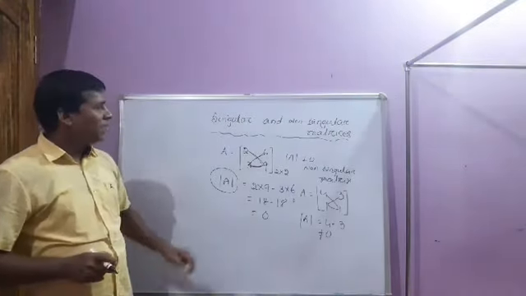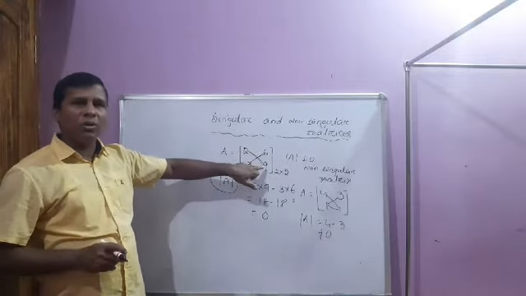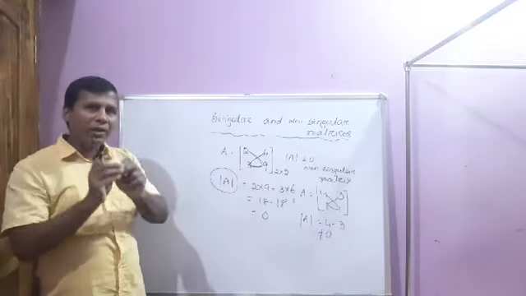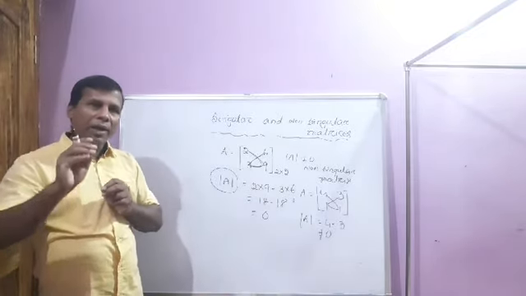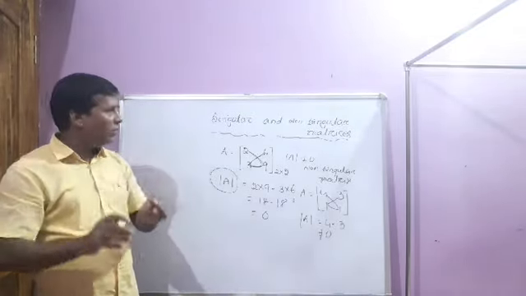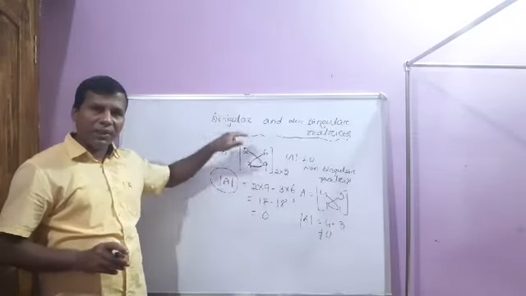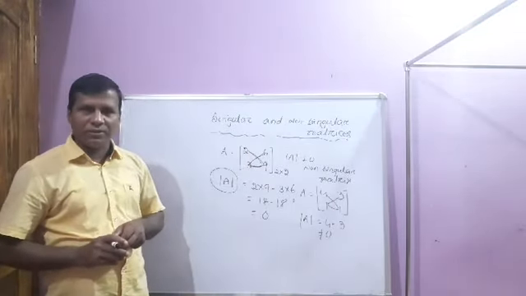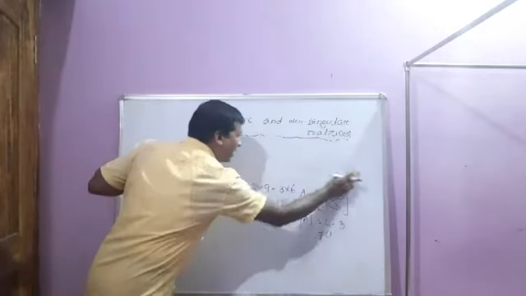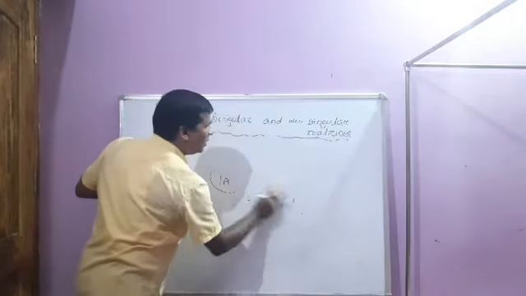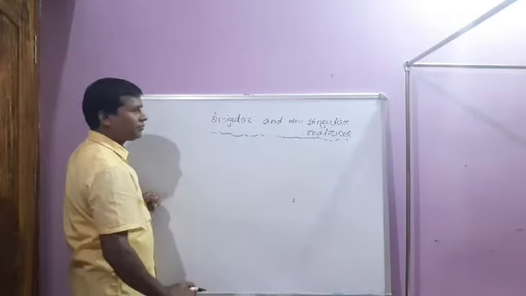So this is only for a 2 cross 2 order matrix. But when I discuss the minor and the cofactor, I can define the determinant value of a 3 by 3 order square matrix. Up to that, according to this, let us try to solve an example.